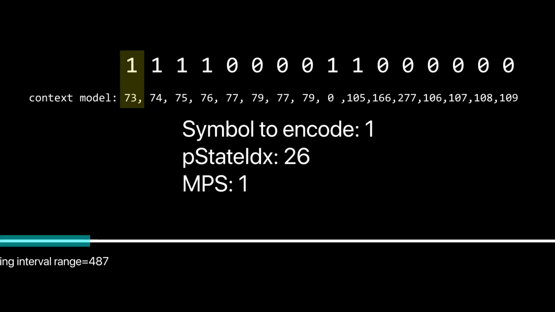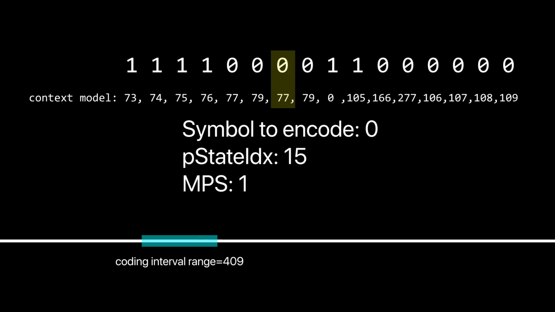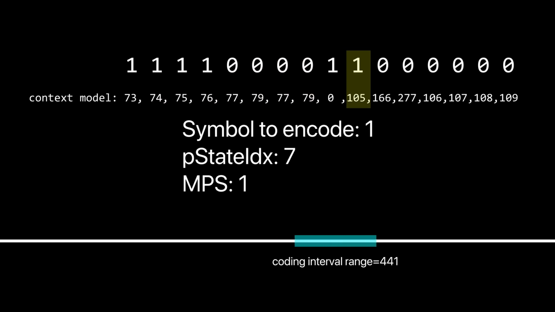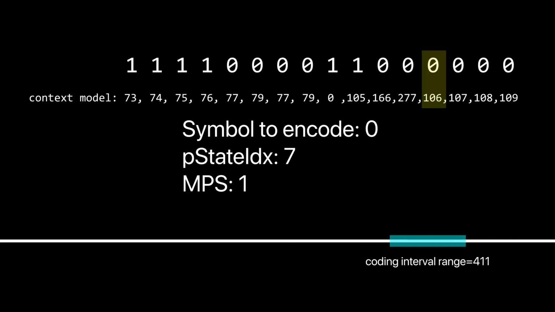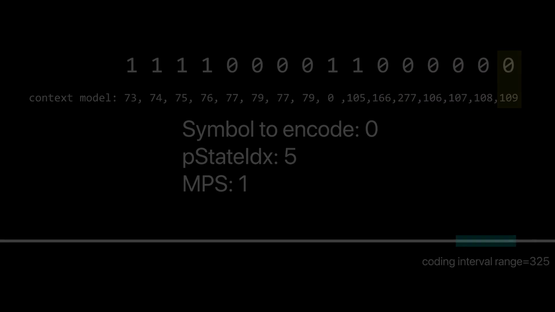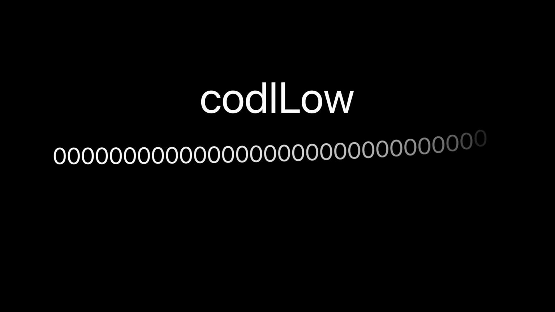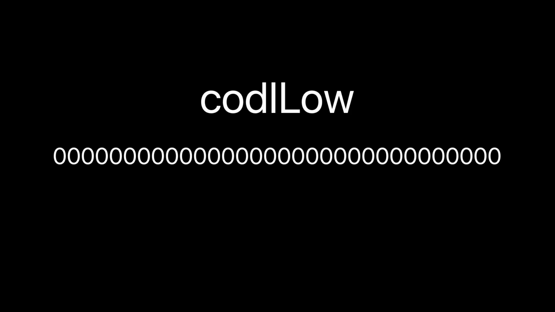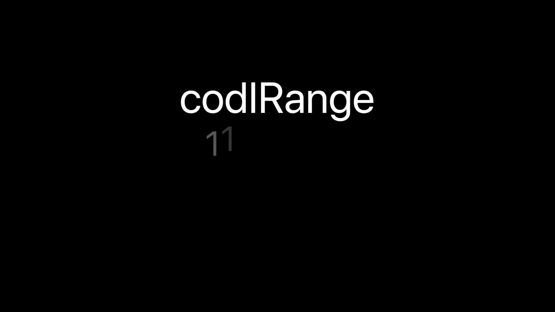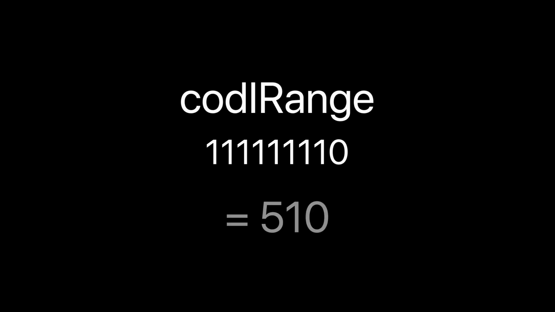Like in machine learning, CABAC learns from previous bits to predict the next bit. To do this, it uses a coding interval, which starts big and uncertain and gets smaller and more certain as more bits match the most probable symbol. We'll initialize two more variables, code_i_low and code_i_range. Code_i_low, a 32-bit integer representing the minimum of the coding interval, is initialized as 0. Code_i_range, a 9-bit integer representing the range of the coding interval, is initialized as 510.